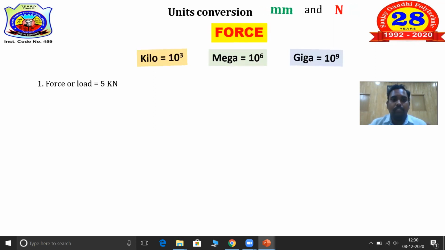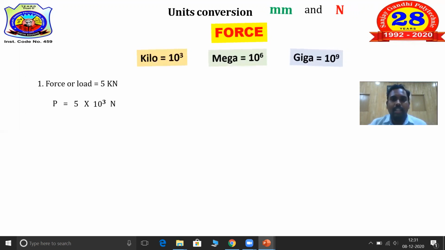In place of force or load, I'll write P, because I will take P for load or force. P is equal to, write 5 as it is, and in between 5 and kilo there is nothing, so I put a multiplication symbol. Kilo is nothing but 10 power 3, so put 10 power 3 in place of kilo, and write Newton as it is. That's it. I'll not go for any further simplification.